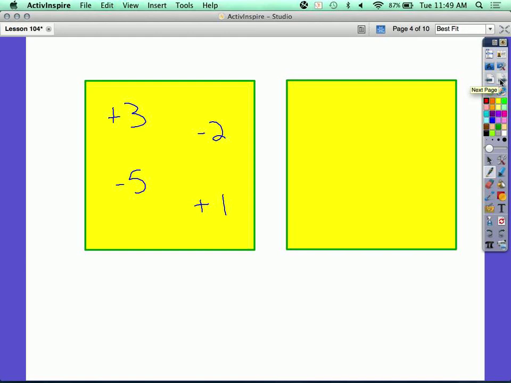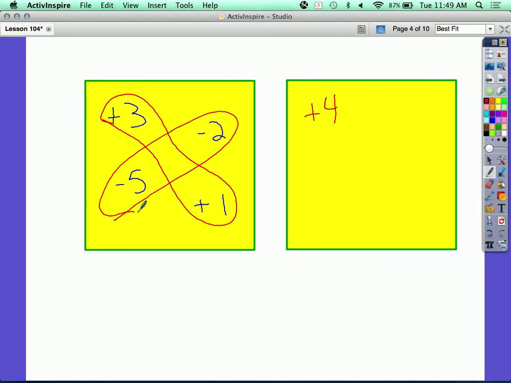So the first step when we have numbers in the boxes is to combine numbers that have the same sign. So you'll see how we have two positive numbers, this plus 3 and plus 1. That's going to be plus 4. Okay. Now I'm going to look at all the negatives and combine those. I have negative 5, negative 2, that's a negative 7.